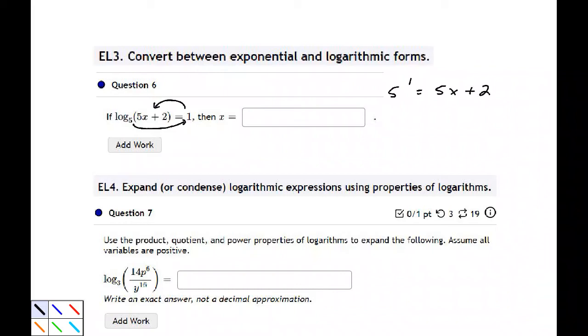Now 5 to the first power is just 5, so we have the equation 5 equals 5x plus 2. So we'll solve this by subtracting 2 from both sides. So 5 minus 2 is 3, so 3 equals 5x. Dividing by 5, we see that x is equal to 3/5. And that is what we were trying to find. x is equal to 3/5. And of course, that work backs this up.